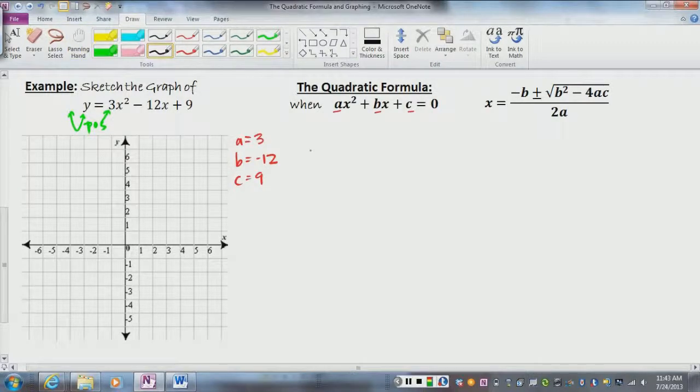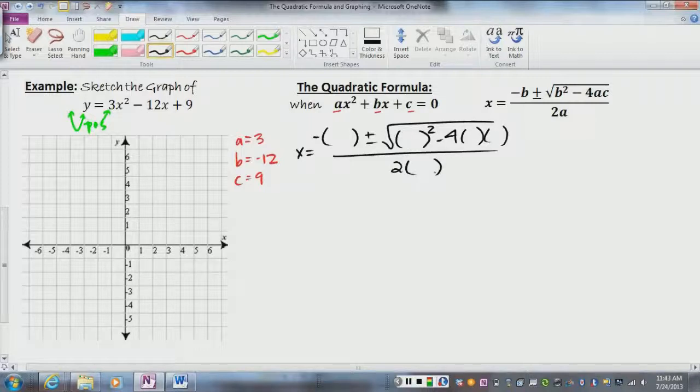Whenever I do the quadratic formula, I like to set it up with parentheses. x equals negative b plus or minus the square root of b squared minus 4 times a times c, all over 2a. And then I go through and I plug in these values. What that does is that helps me avoid errors with signs and operations and that sort of thing.